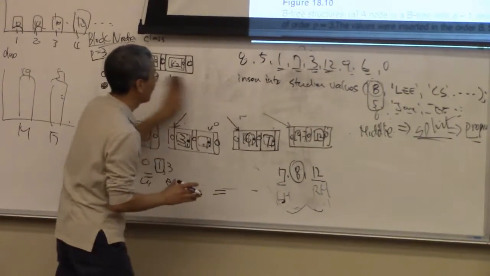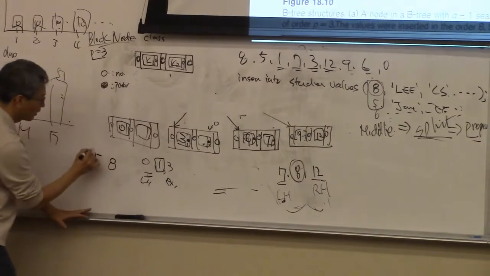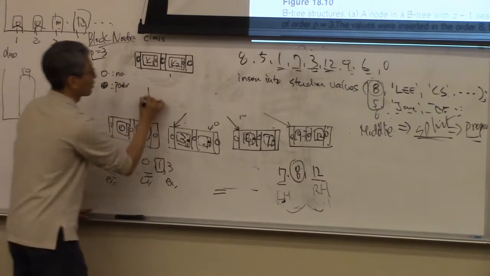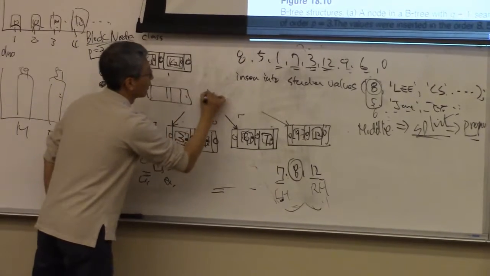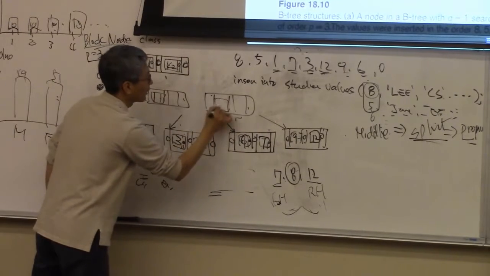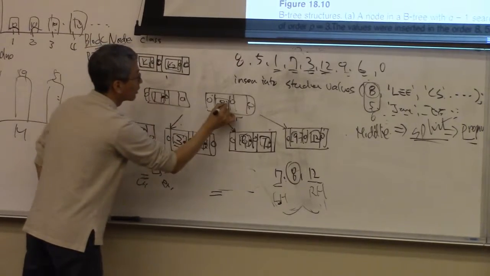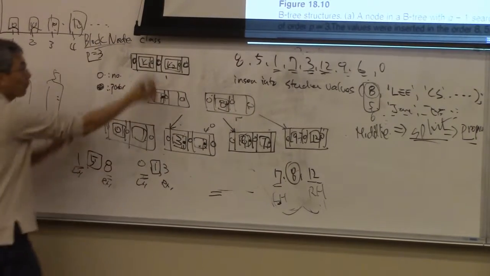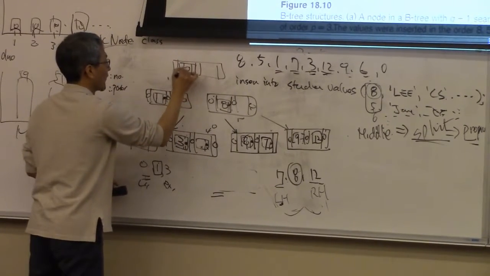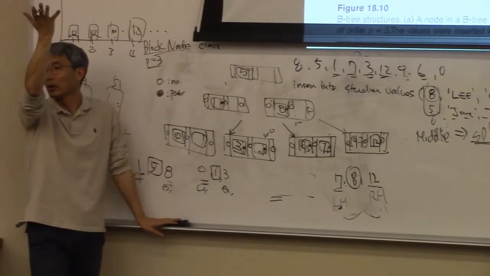So 1, 5, 8. 1, 5, 8 for this one. Find the middle value, left hand side, right hand side. So we have two pointers. This one is 1 and this one is 8. And children nodes, we will take care of later. Then what about the 5? Promotion. So we have another pointer. 5. Keep in mind, bottom to up, bottom to top.